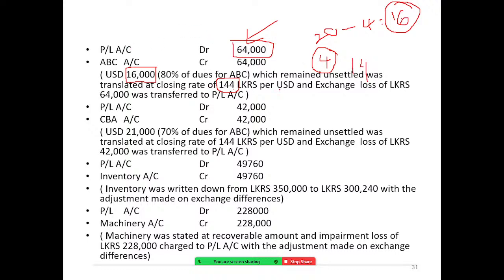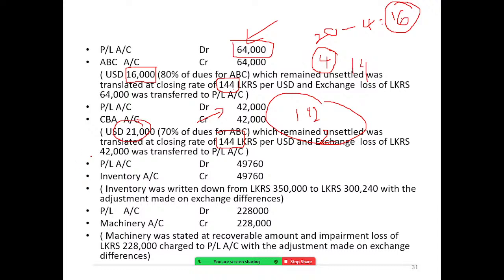Right? A loss. Likewise, the machine at the time of purchase 142. At the time of purchase 142, and the year end date, the exchange rate was 144. The difference is 2. So 2 into 21,000 equal 42. It's a loss. It's a loss that should be recognized.